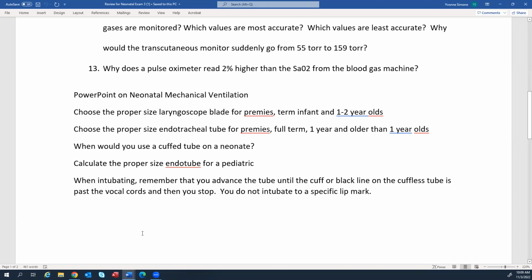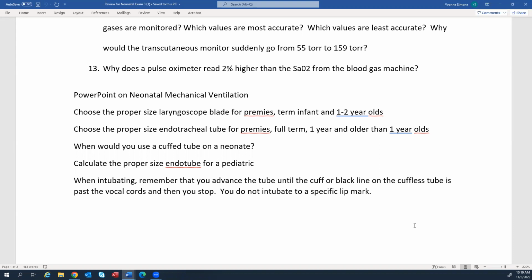Oh, I already talked about this. It says calculate the proper size endotube for a pediatric. That's the age over 4 plus 4. I put a little note in here just to reinforce intubation skills. It says when intubating, remember that you advance the tube until the cuff, or if there's no cuff, the black line on the bottom of the endotube, is past the vocal cords, and then you stop.